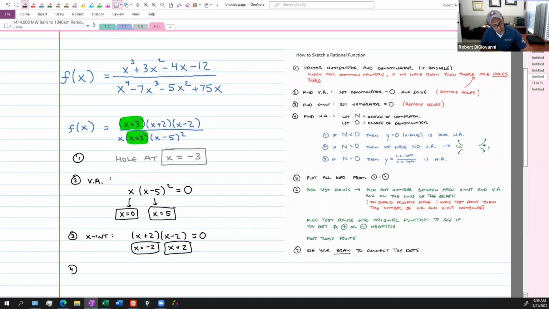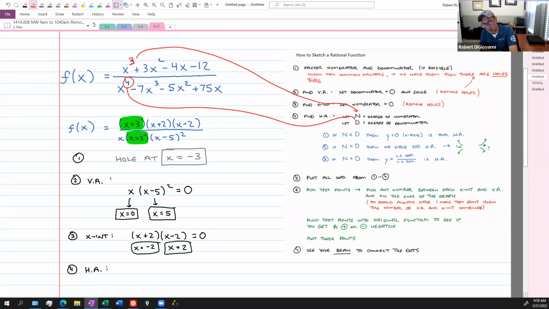Fourth step, horizontal asymptote. Well, the degree of the numerator is 3, right? The degree of the denominator is 4. And so 3 is less than 4. So we're looking at case 1 here, right? So we know that we have the x-axis as our horizontal asymptote.